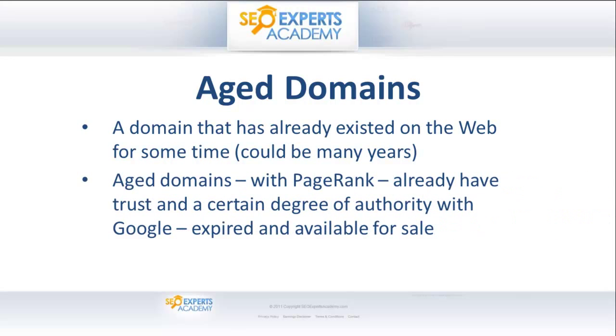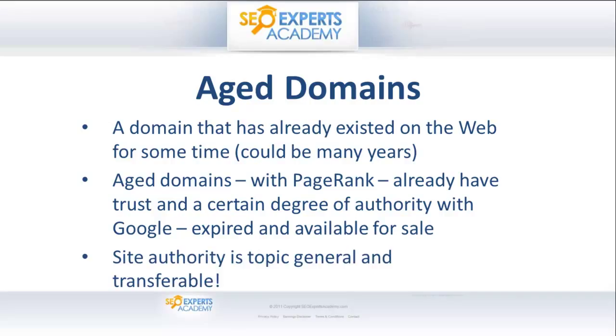So an individual or association will have basically just allowed that domain to lapse at a registrar like GoDaddy or register.com. Now the great thing about aged domains, provided that they have PageRank, is that they already have a degree of reputation and kind of trust rank with Google, and that's extremely valuable for our SEO purposes because we can reuse that existing authority for a range of different other possibilities.